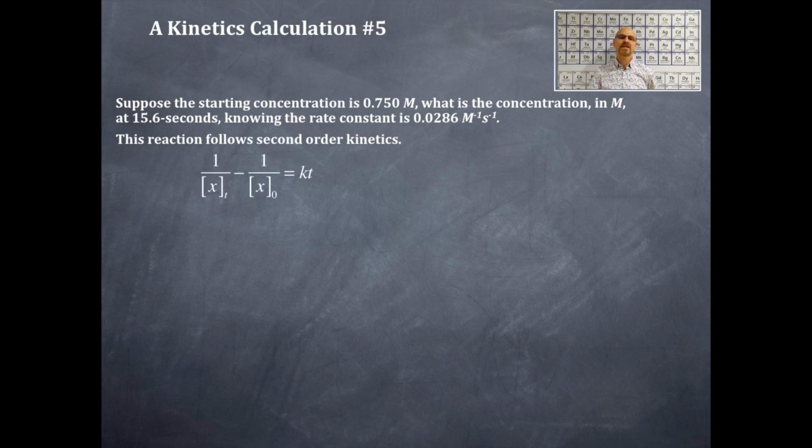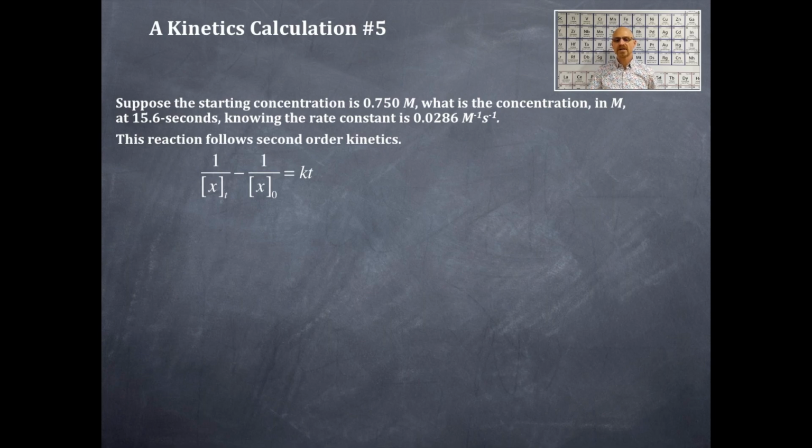And here is the second order rate law. That second order rate law is 1 over concentration at time t minus 1 over concentration naught, which is the initial concentration, is equal to kt. So what do we have from this here? We have a starting concentration of 0.750. That's going to be going into x sub naught. We are solving for the concentration at a specific time, so we're solving for x sub t. We know the amount of time, and that is 15.6 seconds.